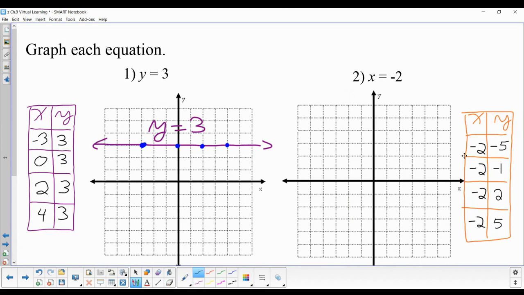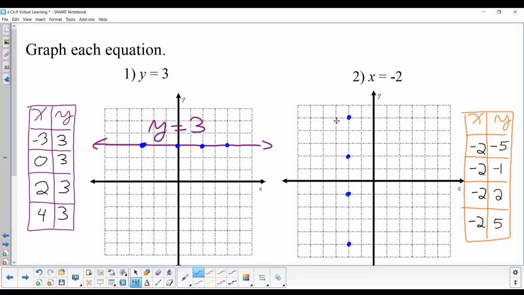The first point, -2, -5, means -2 is 2 to the left, -5 means 5 down. The second point, -2, -1, means from the origin, go 2 to the left, and -1 means go 1 down. The third point, -2, 2, means from the origin, go 2 to the left, and 2 means go 2 up. And the last point is -2, 5, which means from the origin, go 2 to the left, and 5 means go 5 up.